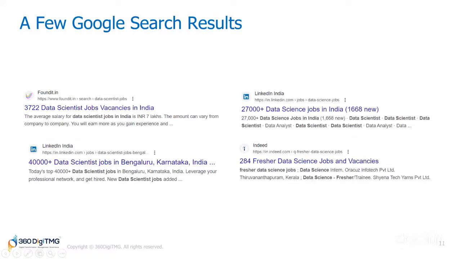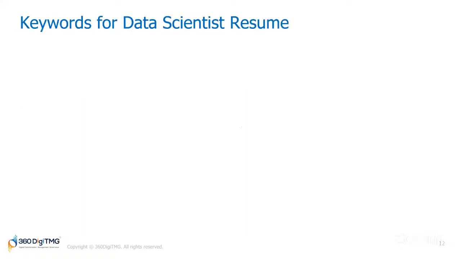When people go to a browser like Google or some other search engine and search, for example, data science vacancy in India, they get these many results. When they click on these links, they will get many different job portal links and they can apply. So you can also do the same.